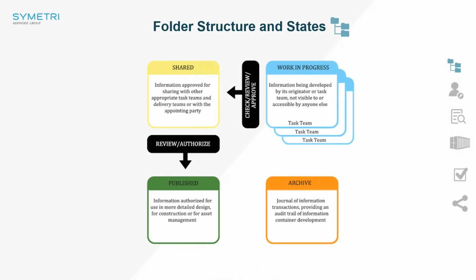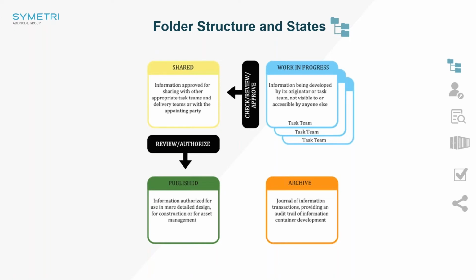So the first one, if we talk a bit about folder structure and states, we are talking today from the UK. So here in the UK, we base our CDE information flow on the ISO 19650 series, and those standards tell us about four different, we want to call it, folders, which are work in progress, shared, published, and archive. I'm pretty sure you have already heard of those if you are familiar with this type of workflow.